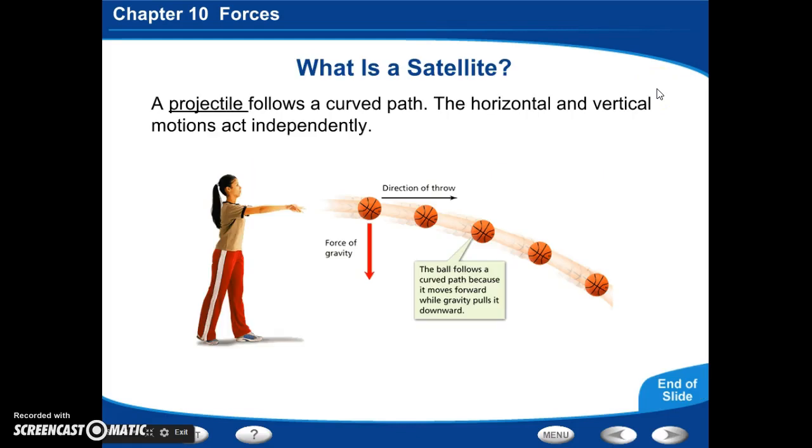So what keeps that satellite in orbit? You keep thinking that a satellite might be pulled towards the Earth because of gravity, and it is being pulled down, much like this basketball, because of gravity, but the force of the throw is in a horizontal direction. And the satellite itself, like this basketball, is called a projectile. It actually follows a curved path like that. The horizontal and vertical motions act independently.